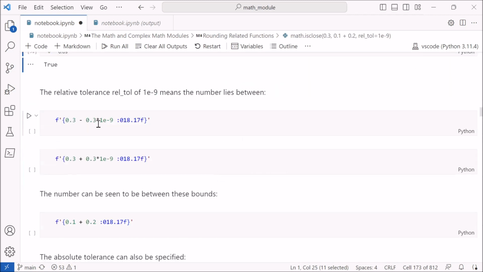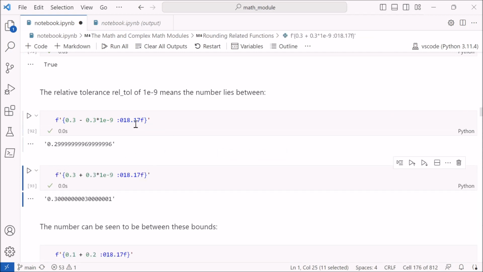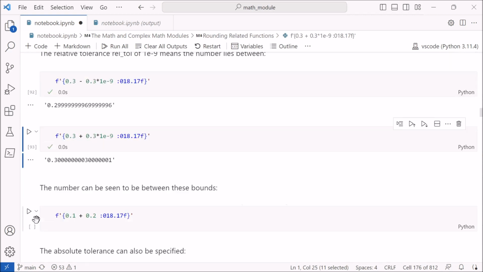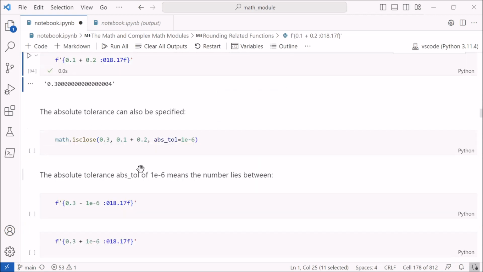So the relative tolerance, 1 times 10 to the minus 9, means the number lies within this specified region, and we can see that it does. So it is larger than this value and smaller than this value.